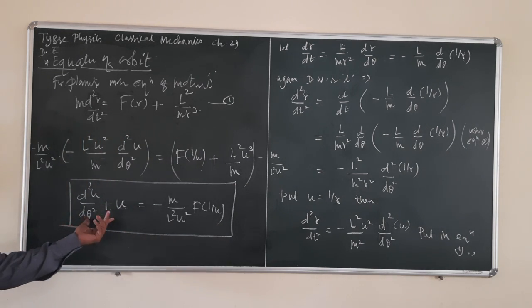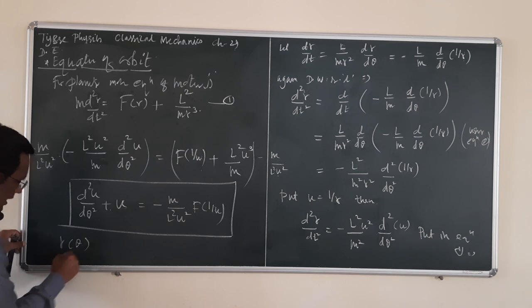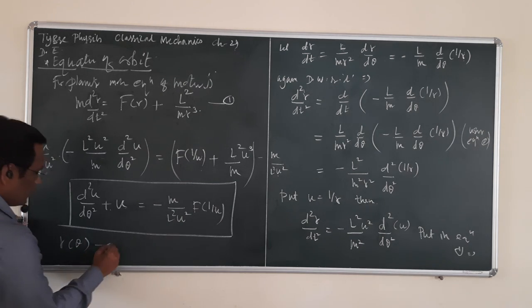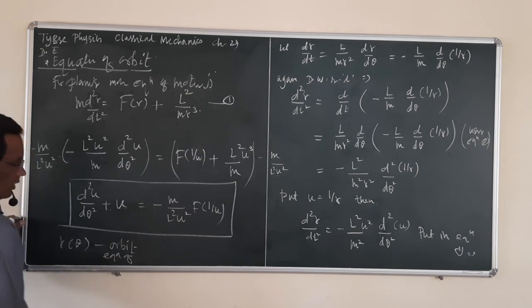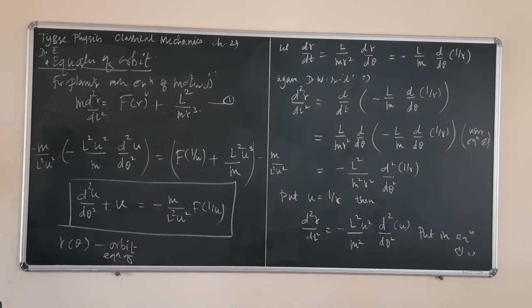that we are expecting. Now from this differential equation, if we know r, which is a function of theta, which means if we know the equation of orbit, what does it mean?